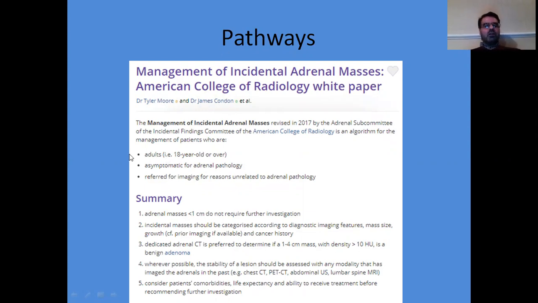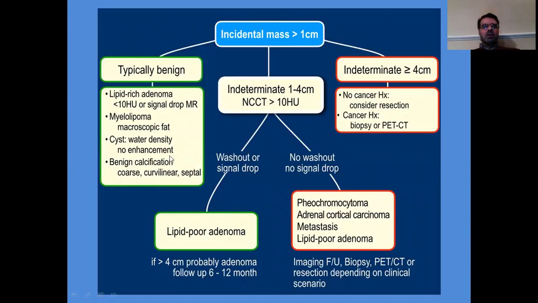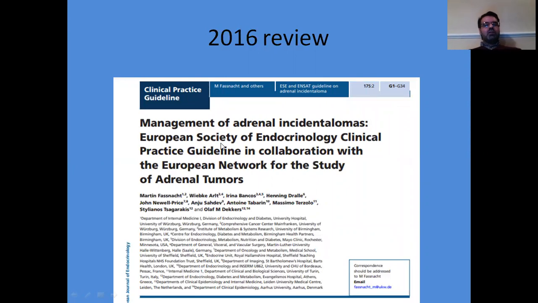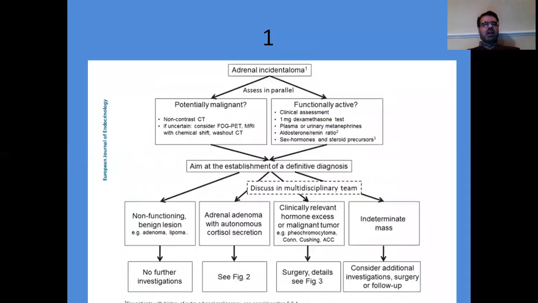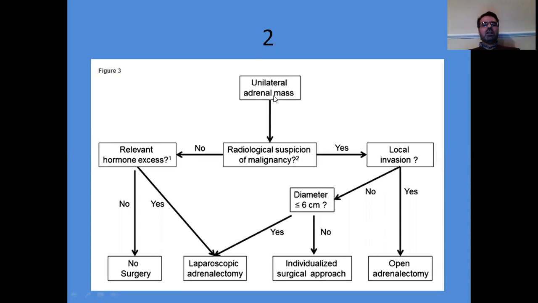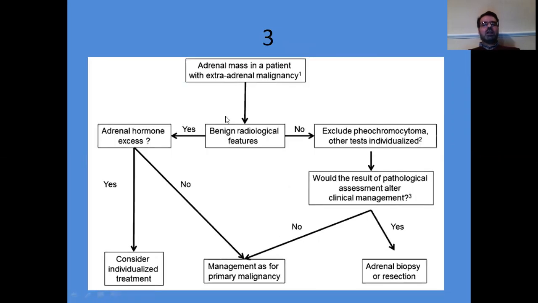There are different pathways of dealing with adrenal lesions. This is a document from the American College of Radiology, which summarized that adrenal masses less than 1 centimeter do not require further investigation. This is a chart that explains the pathway of dealing with an incidental mass more than 1 centimeter. This is a European document which was reviewed in 2016, which proposed 3 different scenarios: the first, adrenal incidentaloma; the second, unilateral adrenal mass; and the third, adrenal mass in a patient with extraadrenal malignancy. So these are different pathways to characterize the lesions and determine the next step to confirm the diagnosis.